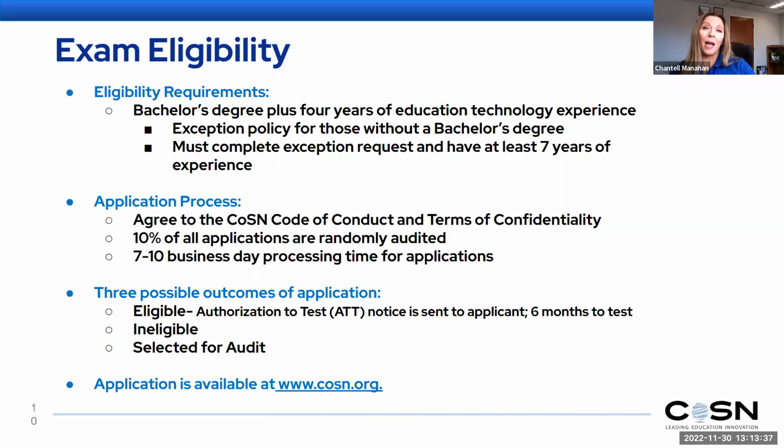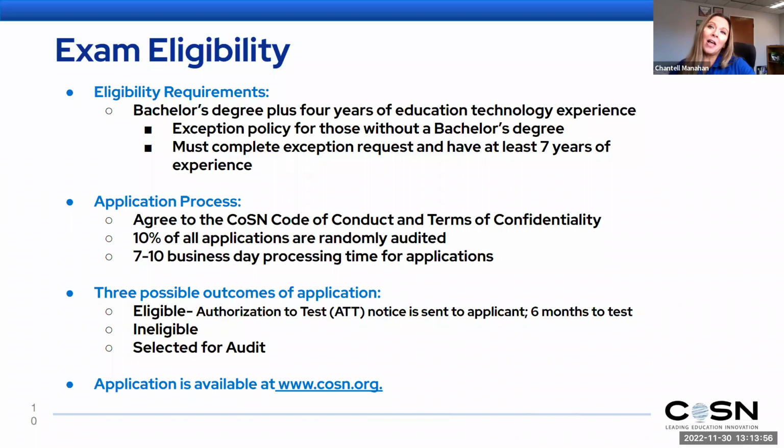And so if you've met those eligibility requirements and you feel comfortable going forward, you would apply. So you would agree to the COSIN Code of Conduct, the terms of confidentiality, and then COSIN would process that. It takes 7 to 10 business days. So don't think you're going to ask for permission to take the test and then you're going to take it tomorrow. Everything needs to get taken a look at.